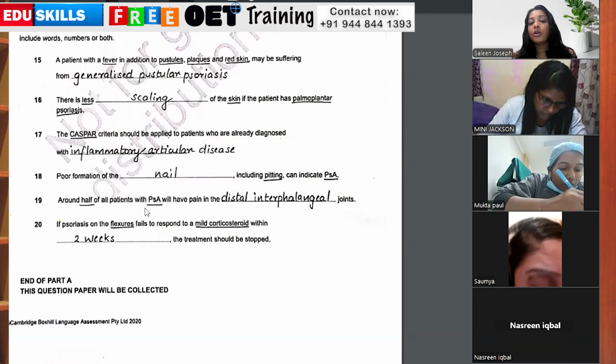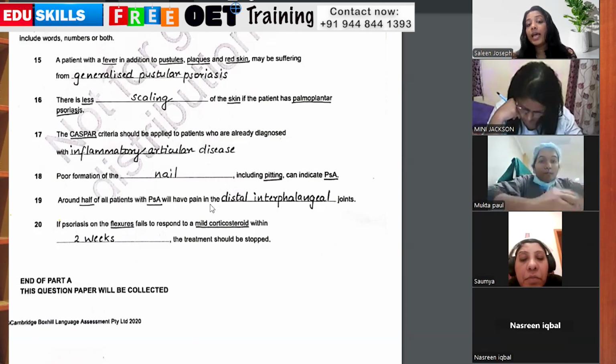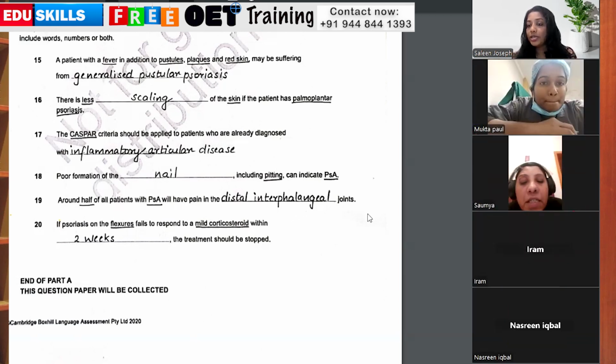So 50% of the patients with psoriatic arthritis will have pain in the distal interphalangeal joints, where the pain is. Then if psoriasis on the flexures fails to respond to a mild corticosteroid, then within 2 weeks, the treatment should be stopped. Is there any doubt in this topic?